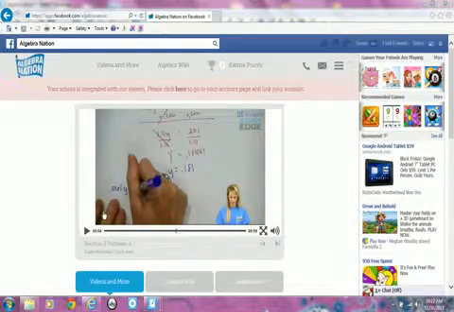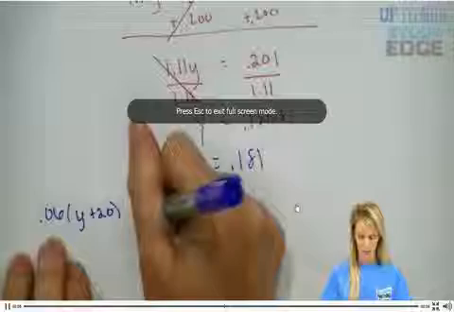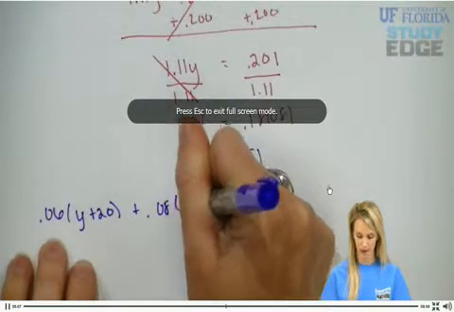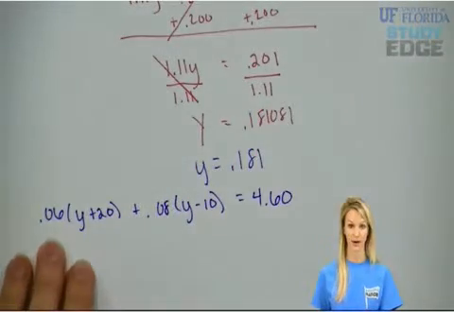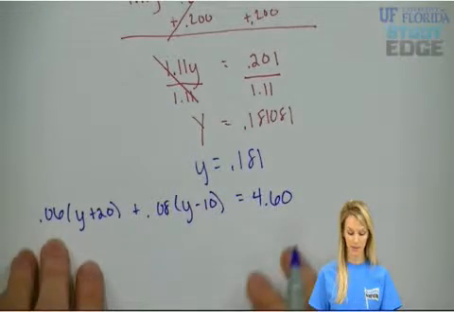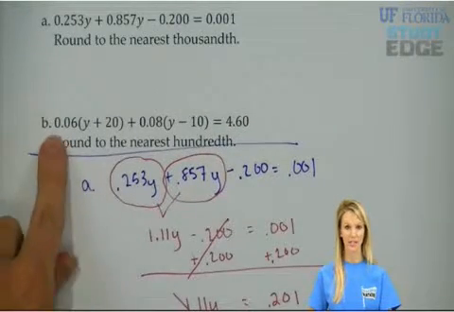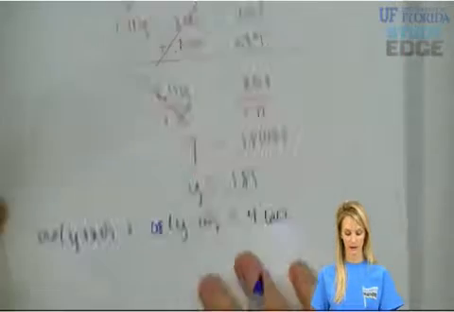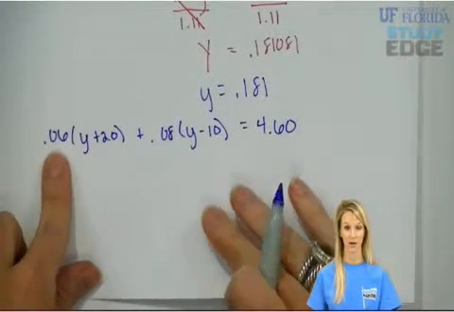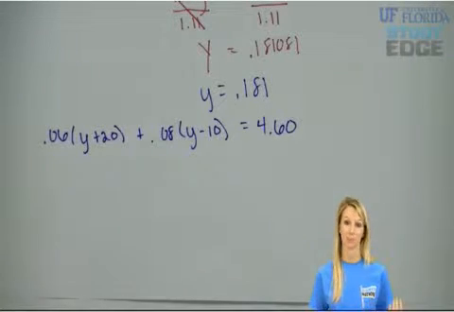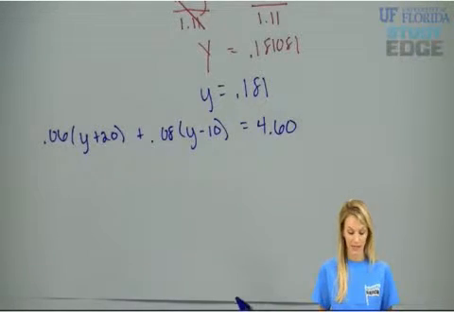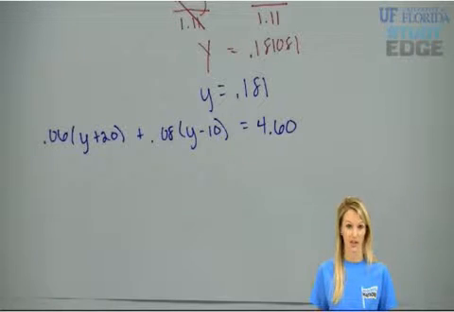This will be problem number 2, part B. Plus 0.08 times y minus 10 is equal to 4.60. Now you might be wondering why there's a 0.06 up here and I only wrote 0.06 down here. Well, it actually means the same thing. 0.06 is the same thing as 0.06. So I didn't write it, but you can. It's not going to change anything with your math.